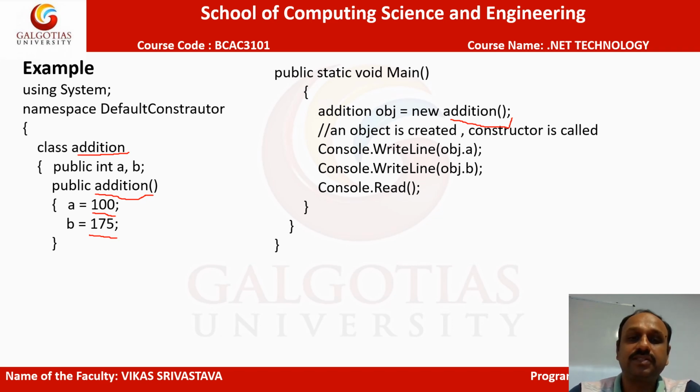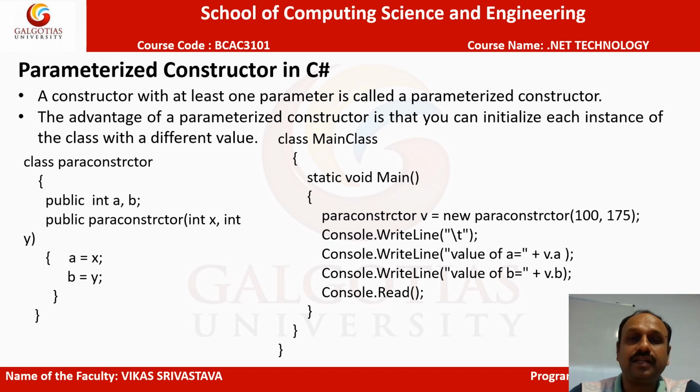Moving on, let's look at parameterized constructors. For a parameterized constructor, at least one parameter must be present. The advantage is that you can initialize each instance with different values while creating an object.